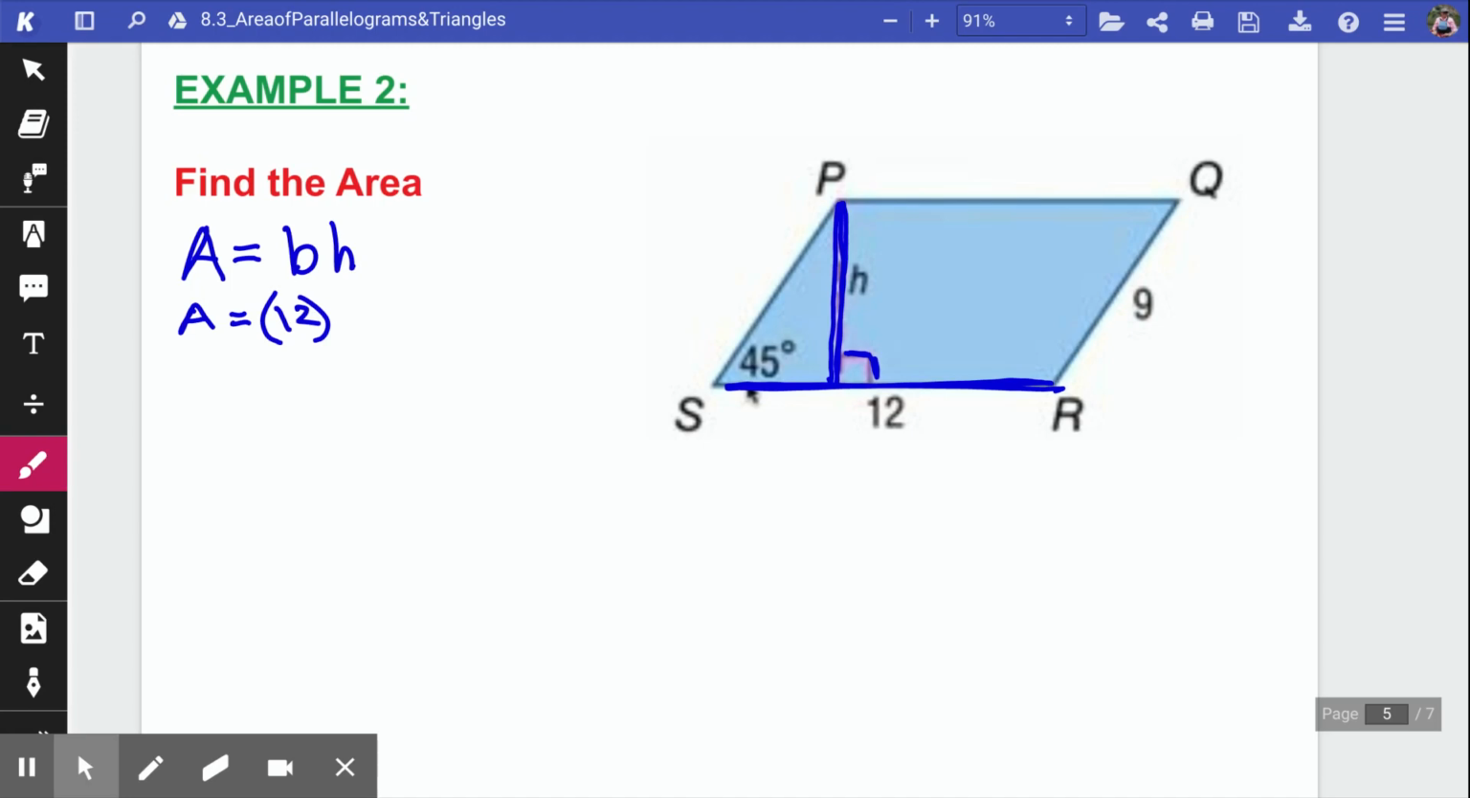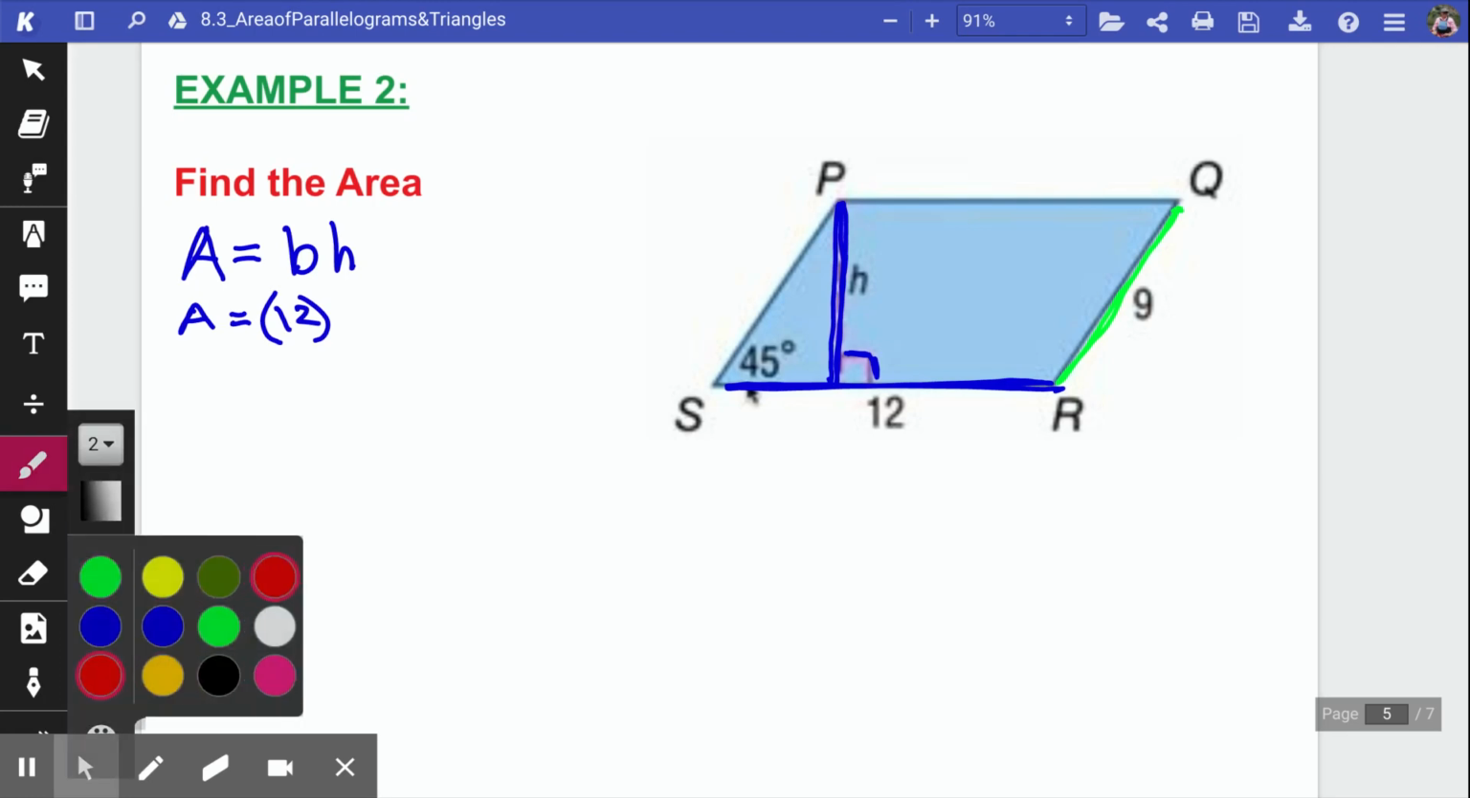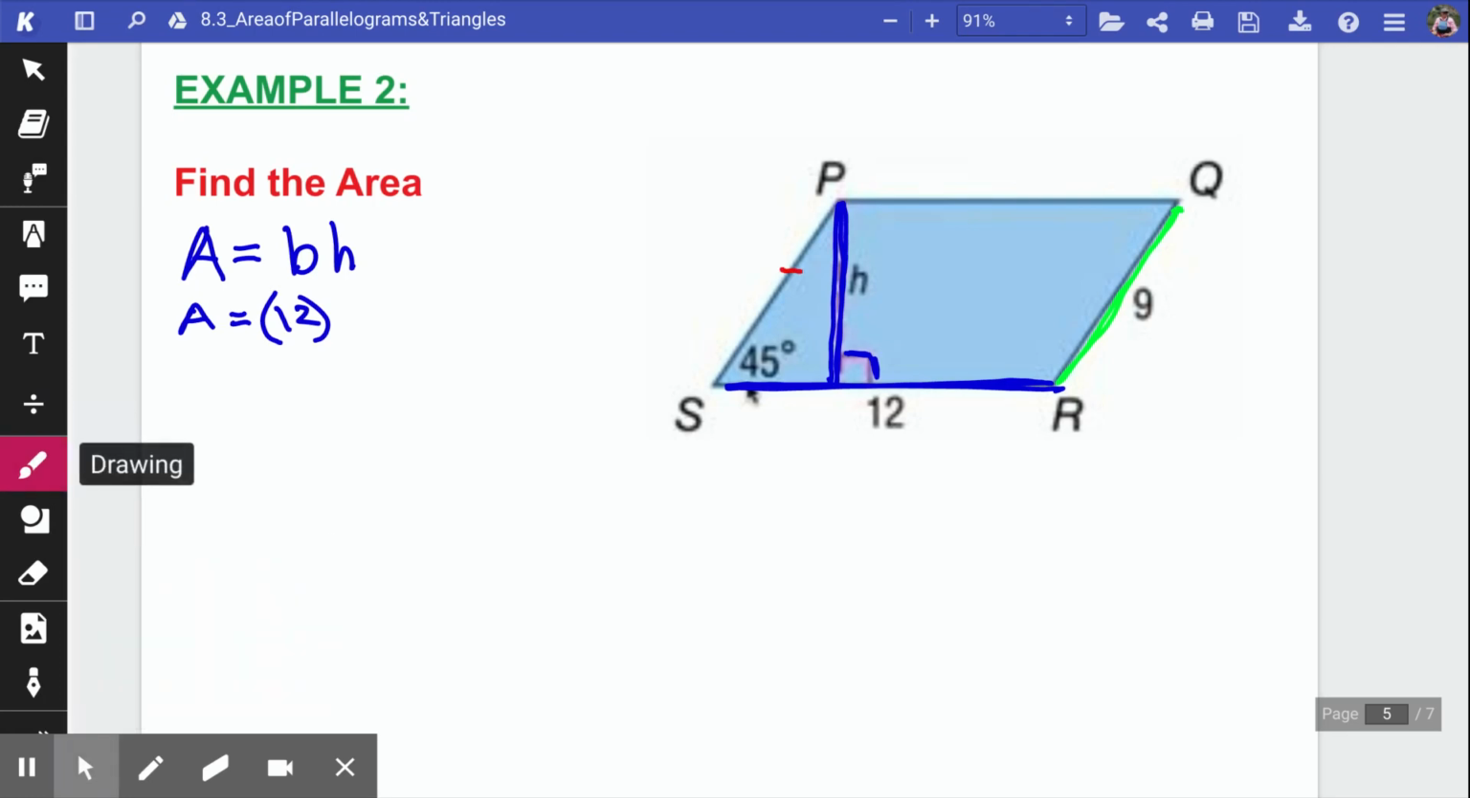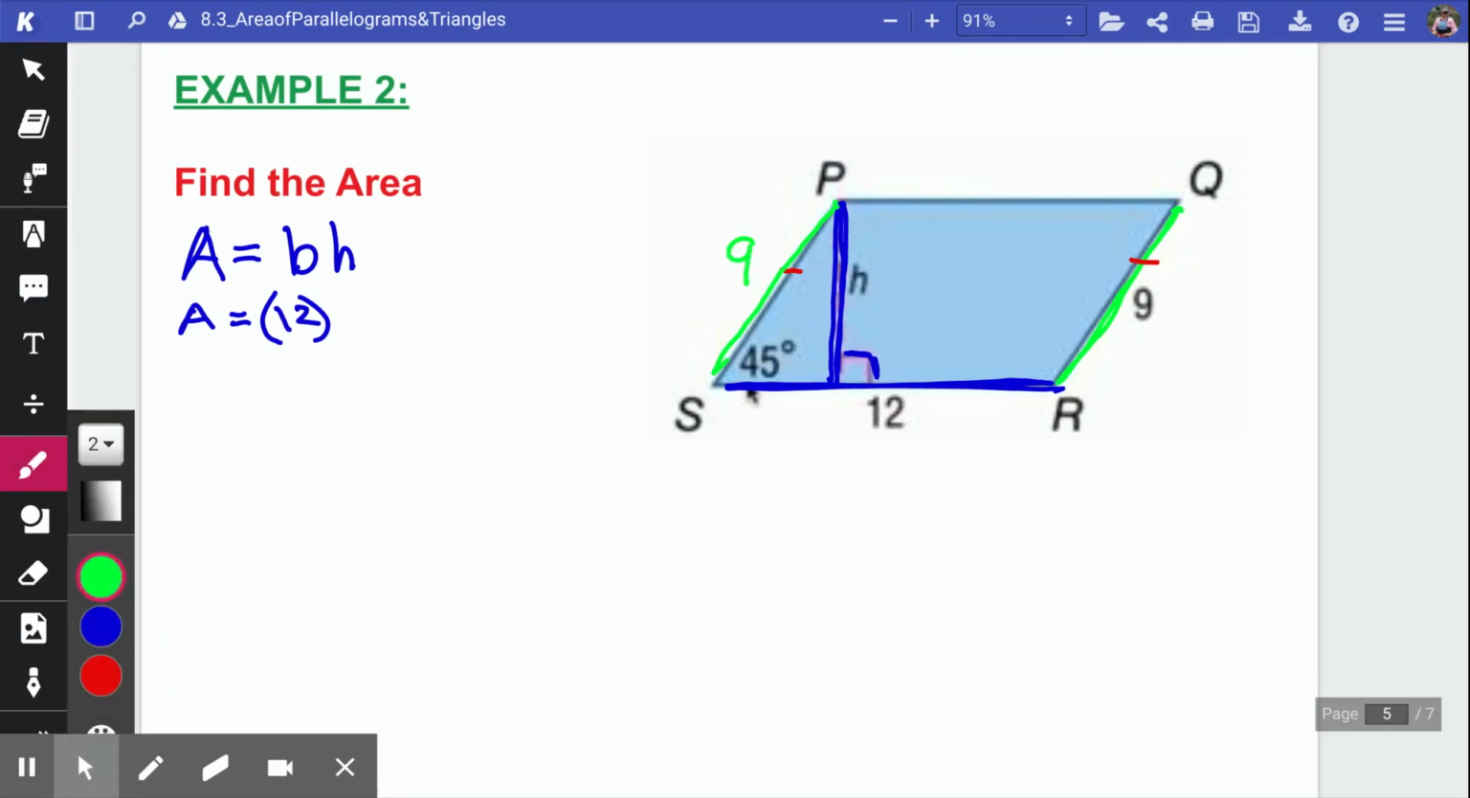So in this problem, we are given that this side right here is 9. We know that opposite sides of a parallelogram are congruent. So then if QR is 9, then PS is also 9. I'm given this 45-degree angle right here.